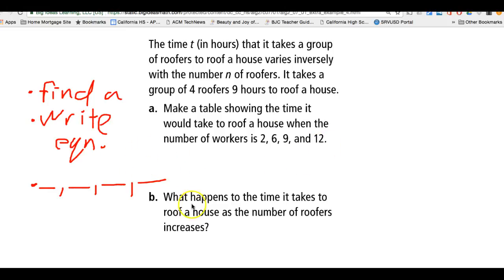So for your answer, don't worry about B. I'll be able to tell that as we look at your numbers. But I want to know what your 4 times are as the number of workers increases from 2 to 6 to 9 to 12. So just like we solved before, I want you to go ahead and answer these questions. Again, you're going to find A, write your equation, and then for the third part, give me the 4 times as your workers increase from 2 to 6 to 9 to 12.